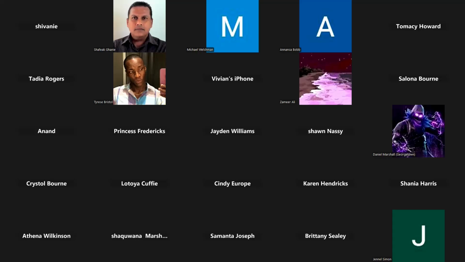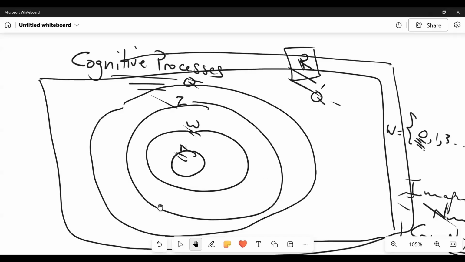Go back to my whiteboard. Yeah, you want to try to see if you can see the relationship, right? You want to see the relationship between these numbers, and between and among, I should say, these numbers, right?